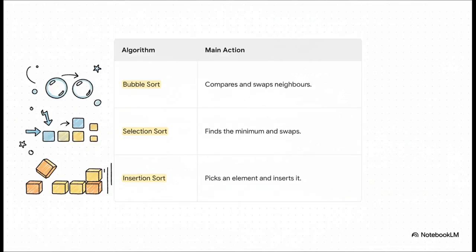But before we talk about speed, let's just quickly look at this table. It's a great summary. Bubble sort is all about comparing neighbors. Selection sort is about finding the minimum and swapping it to the front. And insertion sort is about picking one element and inserting it into the sorted part. This is perfect for a last-minute revision.